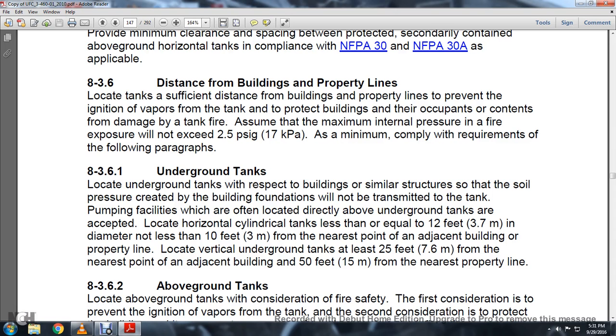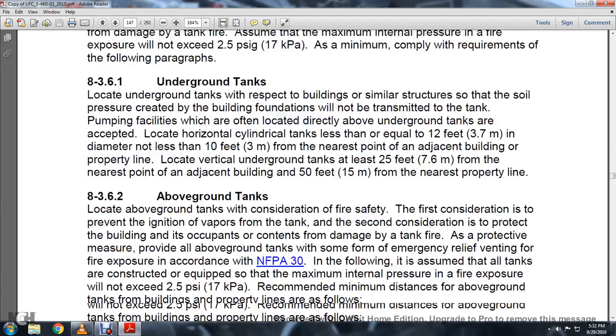8.3.6.1 Underground tanks. Locate underground tanks with respect to the building and similar structures so that the soil pressure generated by the building foundation will not be transmitted to the tank, and pumping facilities, which are often located directly above the ground. Tanks are accepted located horizontal cylindrical tank less than or equal to 12 feet in diameter, not less than 10 feet from the nearest point of the adjacent building or the nearest property line. Locate vertical underground tanks at least 25 feet from the nearest point of the adjacent building and 50 feet from the nearest property line.